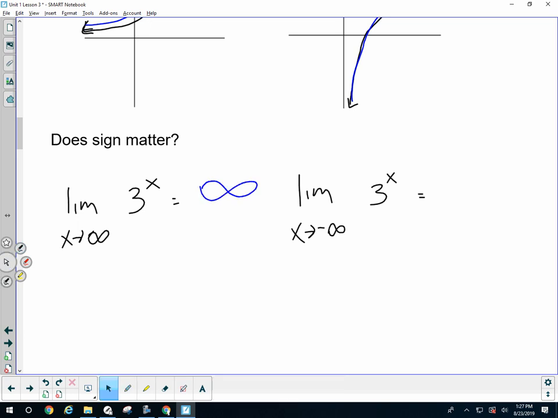But if I go in the other direction, if I look to the left of e to the x, you'll see this. Or if you plugged in negative infinity, you will find that this answer is not negative infinity. What is it? Discuss with your neighbors. It does exist.